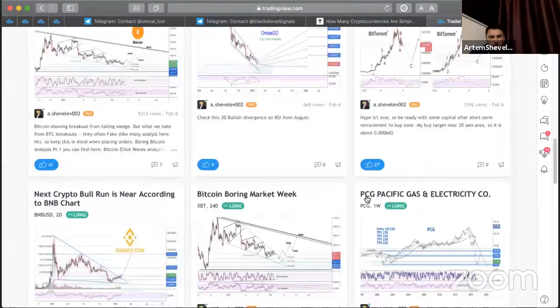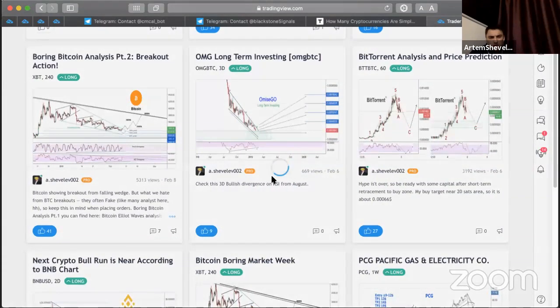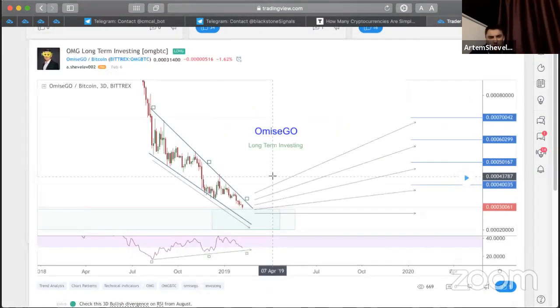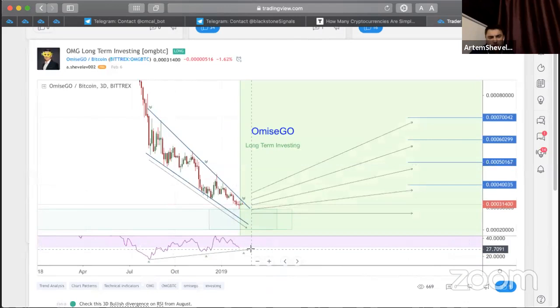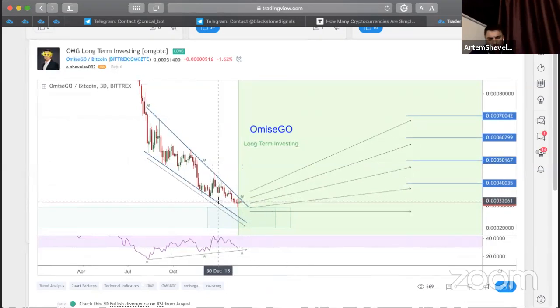What else? OmiseGO. I posted on OmiseGO 1 week ago. It was at the 30 level, still nothing changed, but here is a big bullish divergence. We didn't break out from the downtrend yet, but I think we will soon make a breakout, and the market here is bullish.